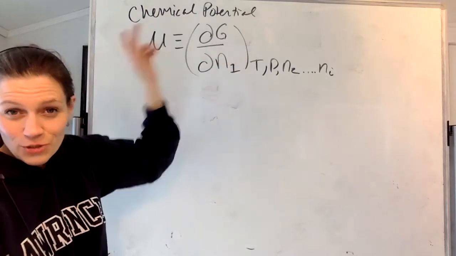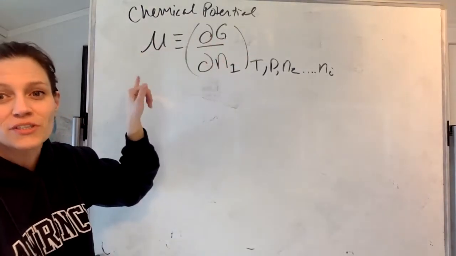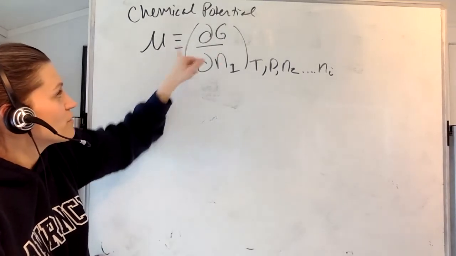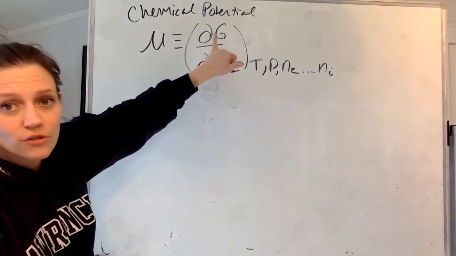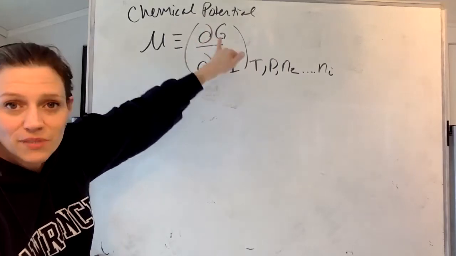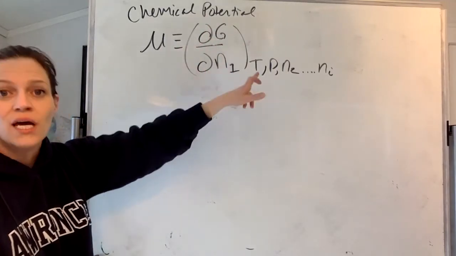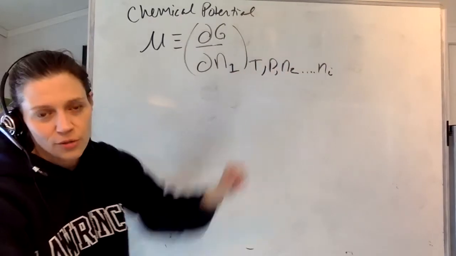Okay, so the chemical potential. The chemical potential is defined as the partial molar Gibbs energy: how much the Gibbs energy changes when you change one of the components at constant T, P, and all the other components held constant.